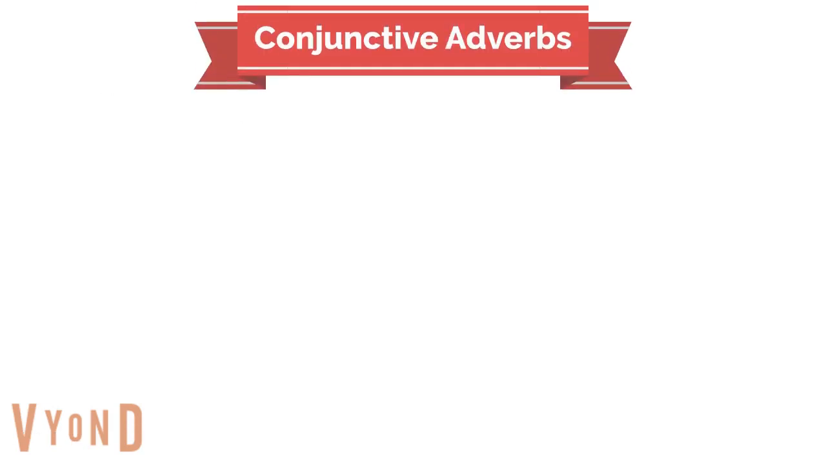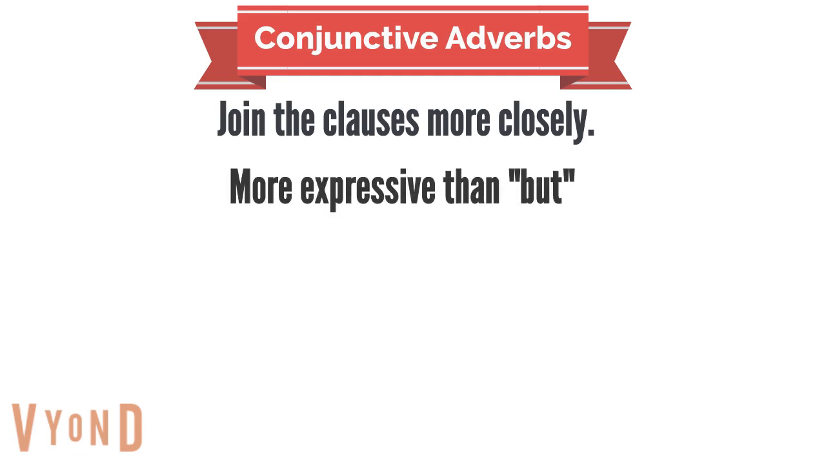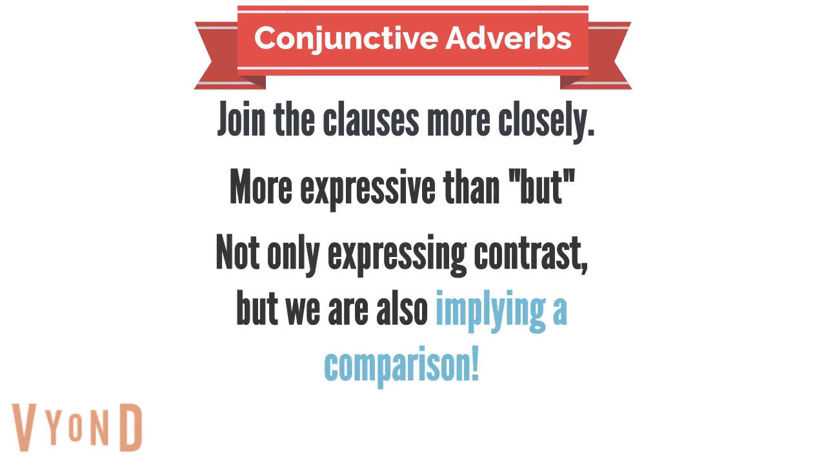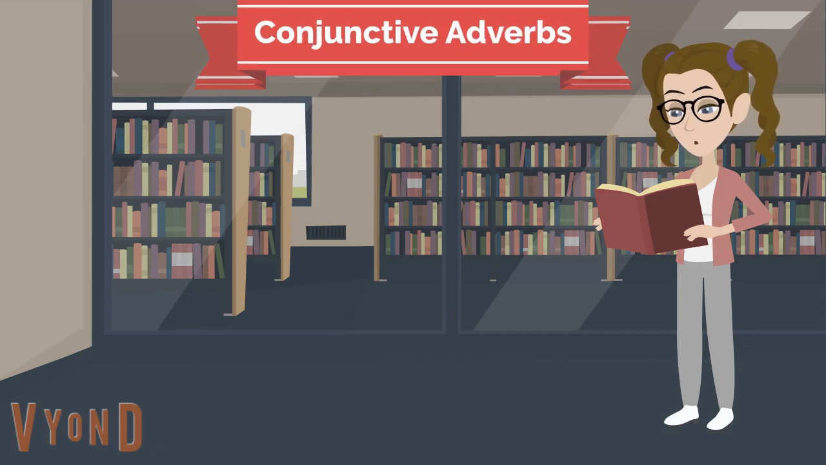Compared to fanboys, conjunctive adverbs join the clauses more closely. In this example, however is more expressive than but. So, in terms of meaning, we are not only expressing contrast, but we are also implying a comparison. Does that make sense? We are talking here about linguistic subtleties of meaning, which is quite nerdy stuff, but it's good to be aware of such things to ensure that the meaning comes through clearly. So here are the conjunctive adverbs.